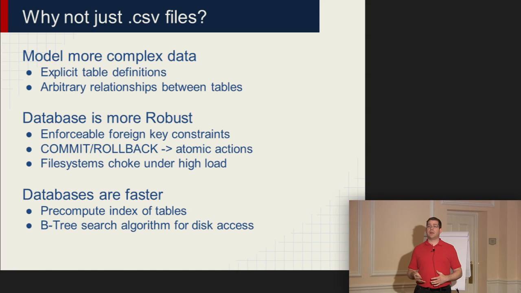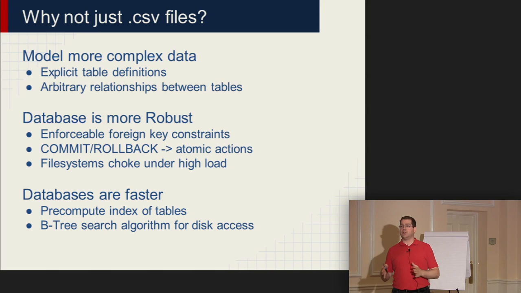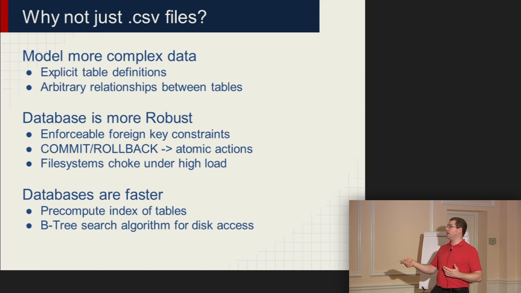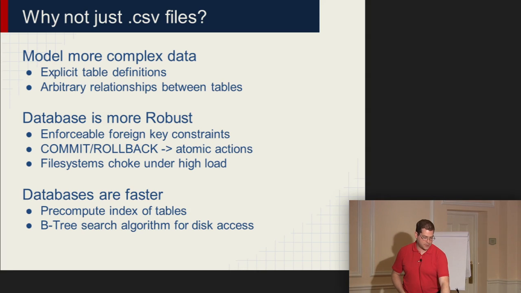For example, with relational databases, you can have multiple tables, whereas CSV files are typically just a single table. You can also have explicit table definitions, so you have a defined meaning of each column, whereas CSV files are a little bit more free format and you might not have validation as far as what goes in each column. And also with relational databases you can actually enforce what relationships hold between the different columns. It's also robust as far as commits. You don't leave the tables in an inconsistent state because of writing errors. And if you use the server-based architecture, you don't have a problem with your disk file system choking under a high load. And also there are speed considerations, because the access is optimized.